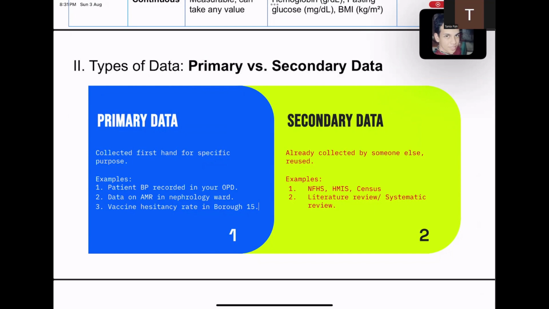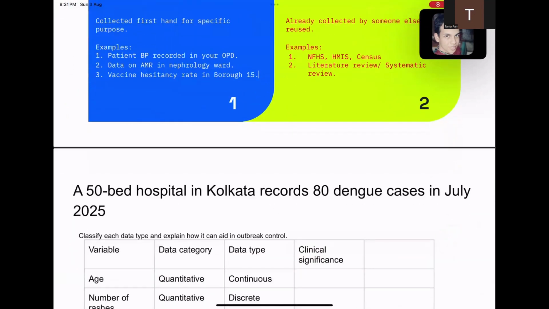And what is secondary data? You go to the NFHS website and find out what is the prevalence of anemic adolescent women in West Bengal. That becomes your secondary data, which has been collected by someone else, and you are just reusing it for your own research, right? So the understanding of data is clear.